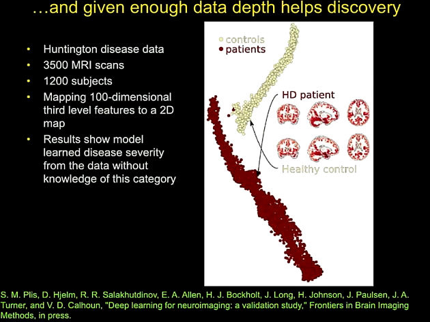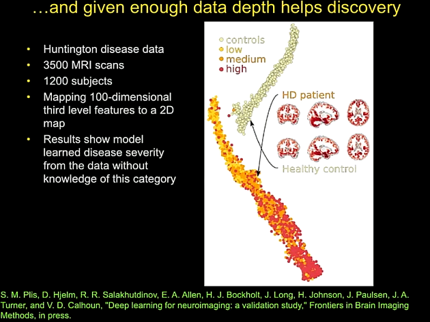Using the same kind of model in a larger data set of Huntington's disease, we showed that we could very accurately predict healthy controls from Huntington's disease. But then after the fact, since we know the severity of Huntington's is determined by the number of CAG repeats, we can color code this by a measure of disease severity, low, medium, and high, and you see that the least severe patients were closest to the controls, and there was this gradient, and the most severe was furthest away.